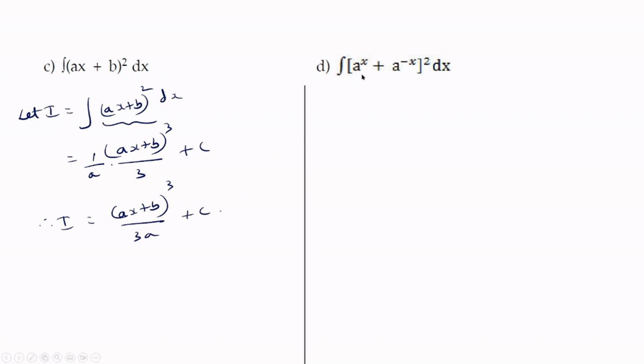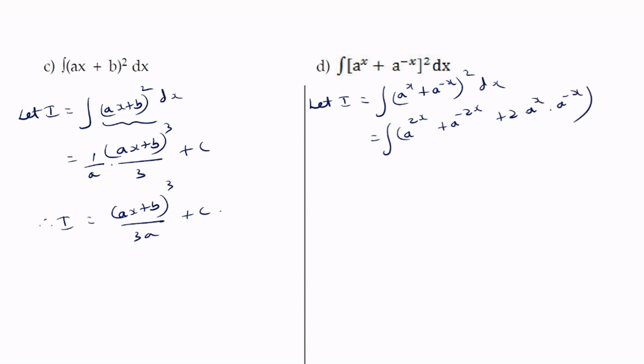Next, we have integral (a raised to x plus a raised to minus x) the whole square dx. So here, first let us square the term inside. Let I is equal to integral (a raised to x plus a raised to minus x) the whole square dx. So it is integral a raised to 2x plus a raised to minus 2x plus 2 a raised to x into a raised to minus x dx. So this will be 1. Now integral a raised to x is a raised to x upon log a.